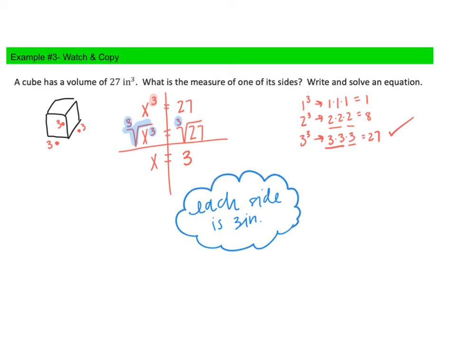And that's going to be my work here. 3 times 3 times 3 is 27, so that is the volume of this cube, and I found what each side equals. Make sure you have it down, and we're going to move forward.